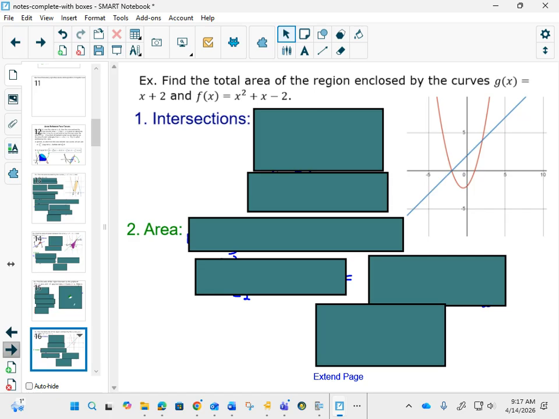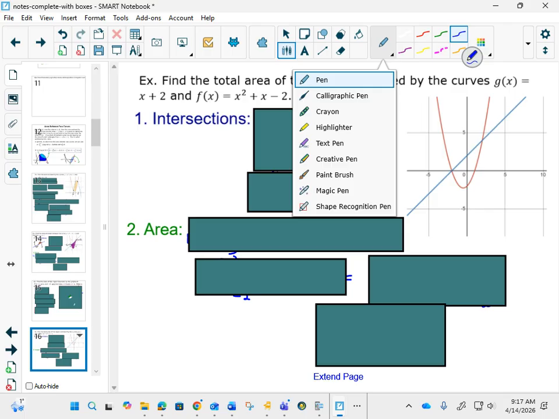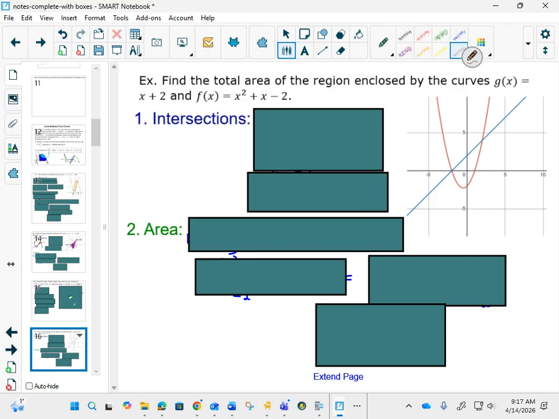Find the total area of the region enclosed by these curves. And again, something I mentioned yesterday, even though some of this area is below the x-axis, you don't have to worry about that for area between curves.